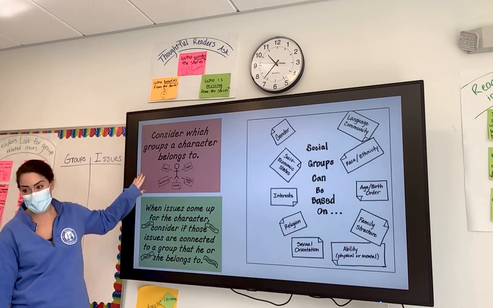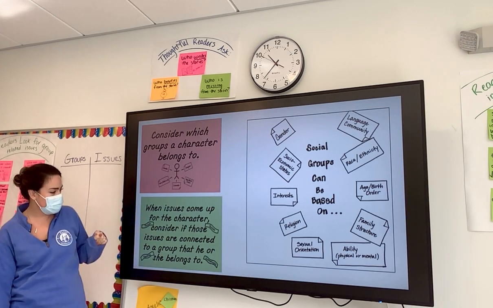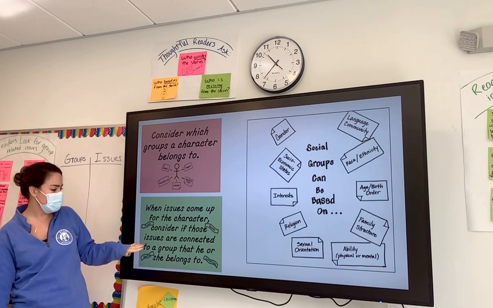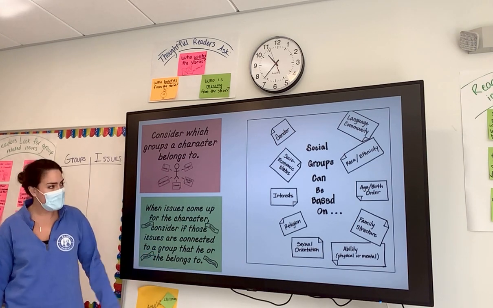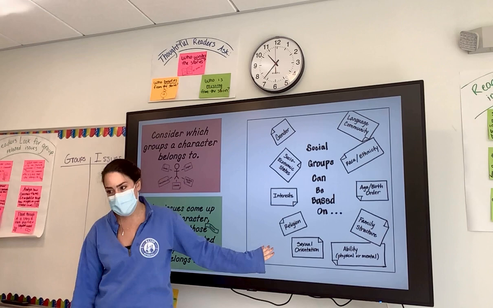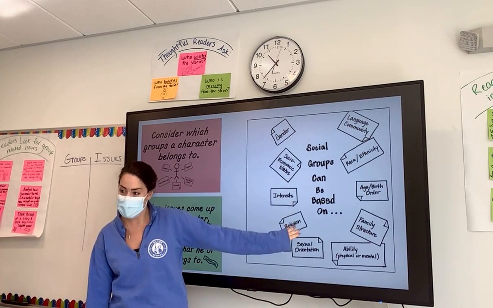We're going to be considering which groups a character belongs to. And then when issues come up in the text, we're going to be asking ourselves, are these issues connected to a group that that character belongs to? And I just want to remind you of our chart. So we have our social issues can be based on chart.